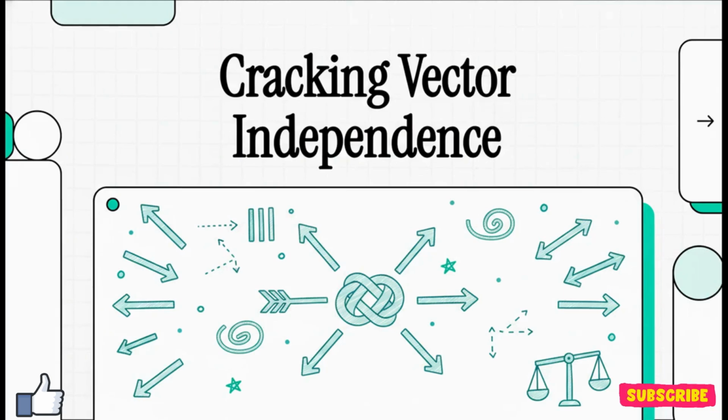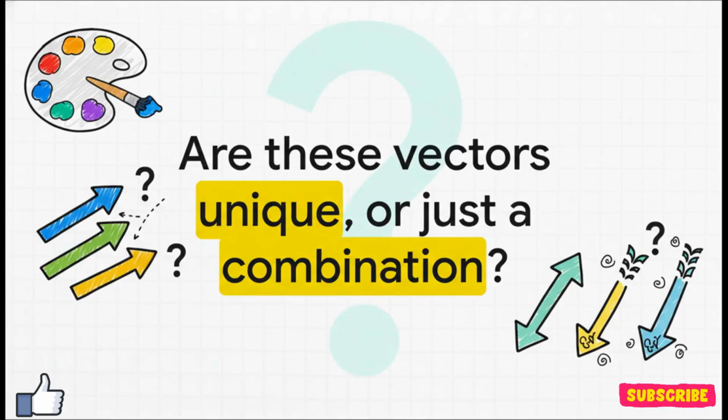Today, we're going to crack the code on a huge concept in linear algebra, vector independence. Now I know, it sounds a little intimidating, but trust me, it's the secret sauce behind everything from how your photos get compressed to how 3D video games work. So let's jump in and figure out what it really means, and more importantly, how you can spot it in a flash.